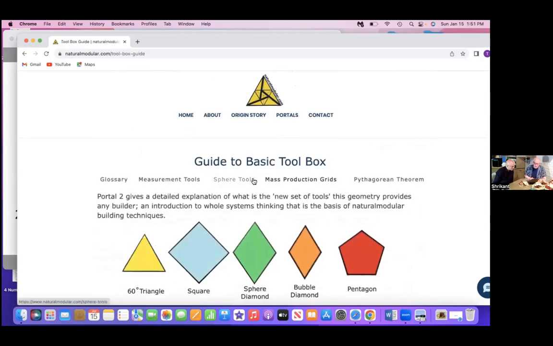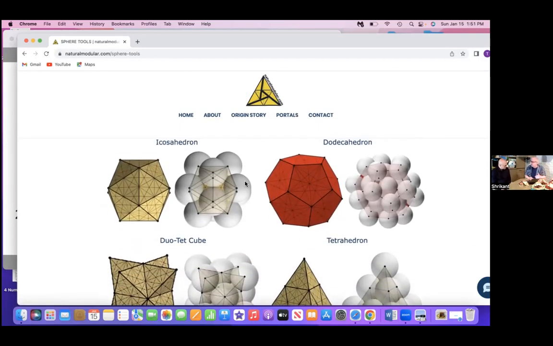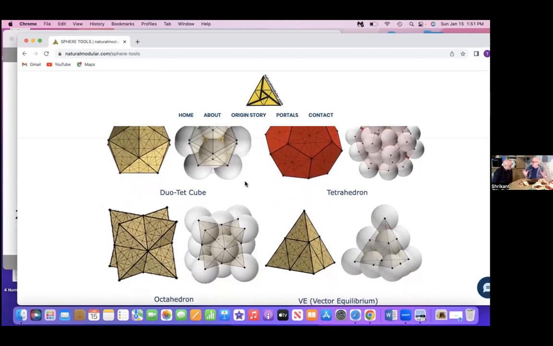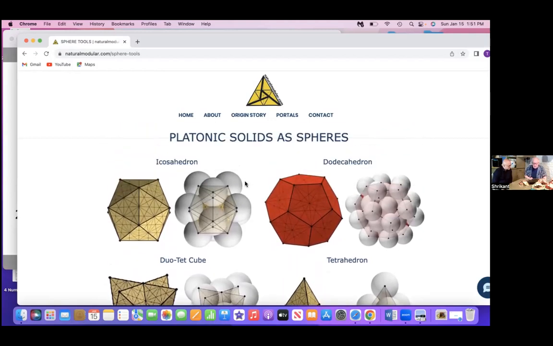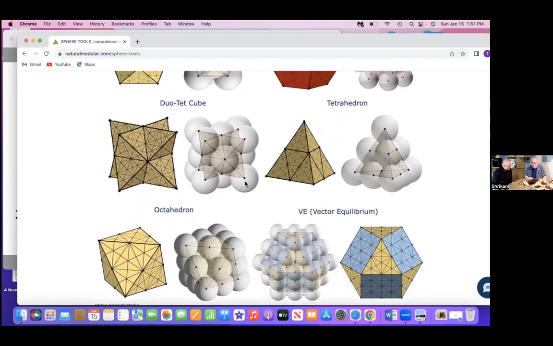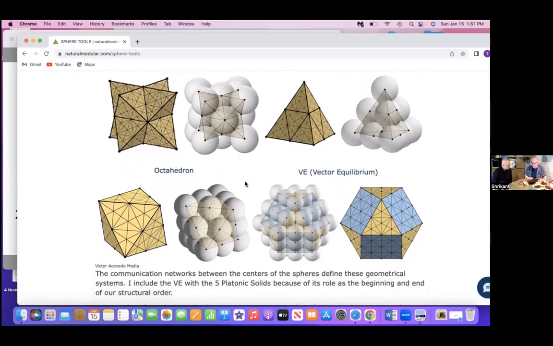Back to the guide. So the sphere tools. Now, Victor Acevedo did the definitive study of these visuals, they're just beautiful, of the closest packing of spheres and how they make all of the different shapes, and there's a lot, but here's just the Platonic solids and the vector equilibrium. And you see that once again, it's connecting the centers that makes these, and these are all closest packed.